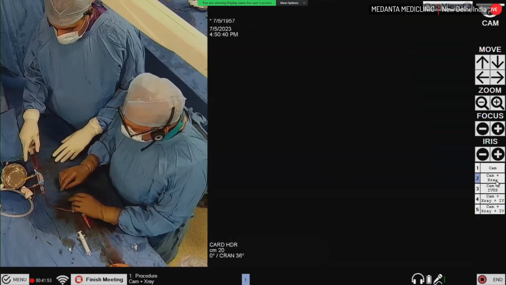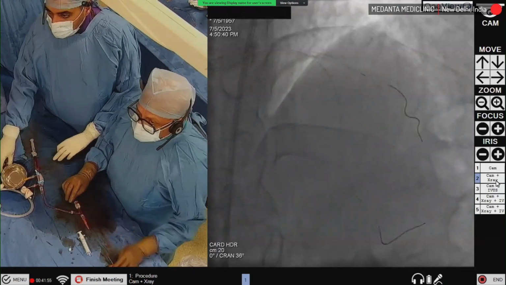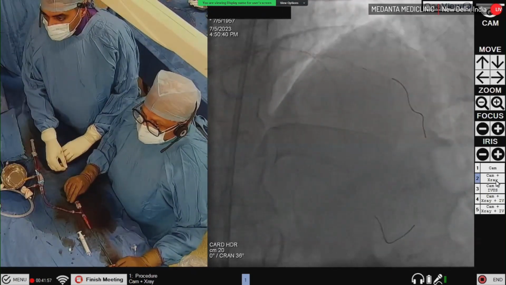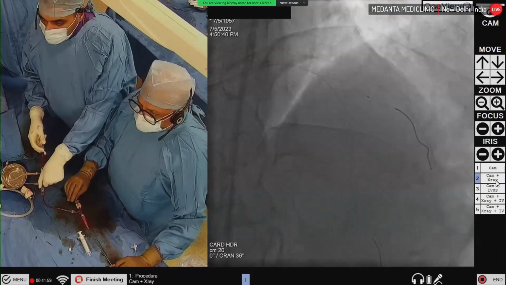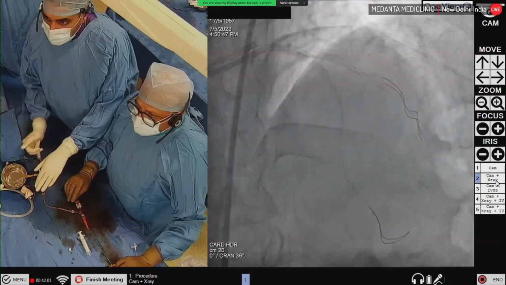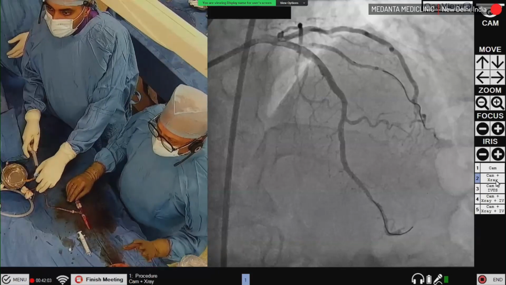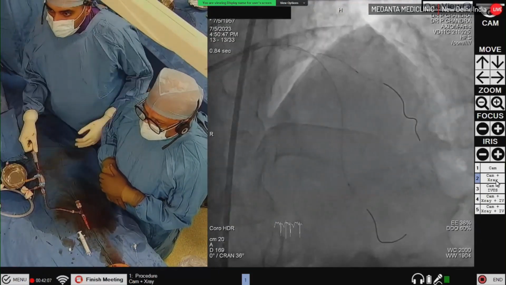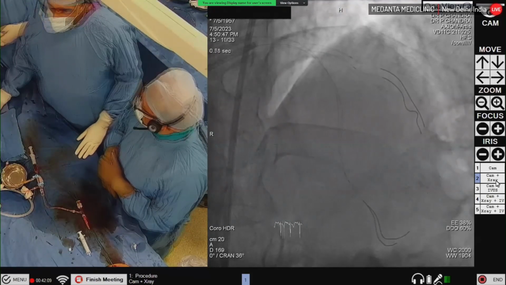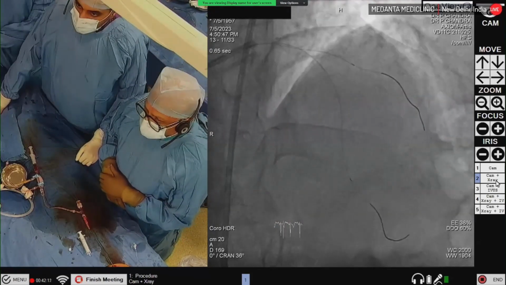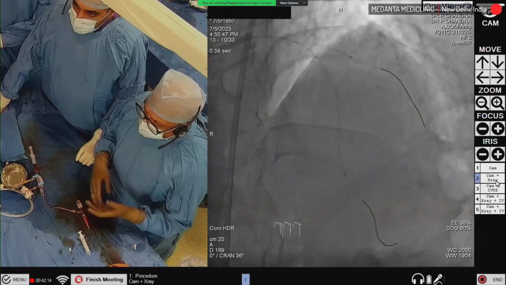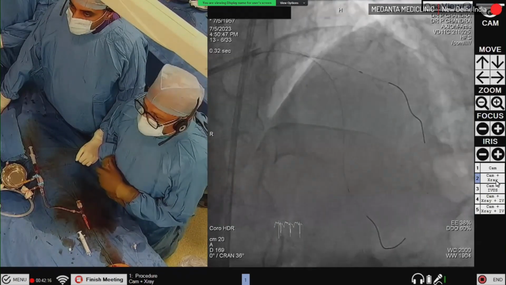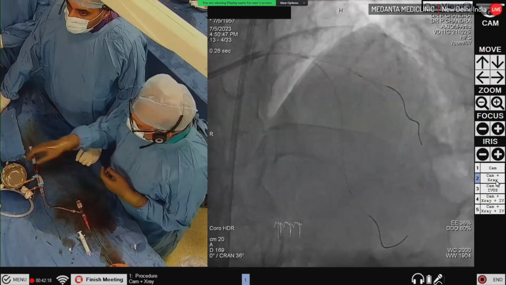And this wire is LAD and this is the diagonal. Okay, let's take a shot and see how it looks. Check, please. That looks very nice actually. To me, it looks like a stent-like result. And I'm very happy to put a drug-eluting balloon here. So we can take a 3.5 into 20, or 15 or 20.